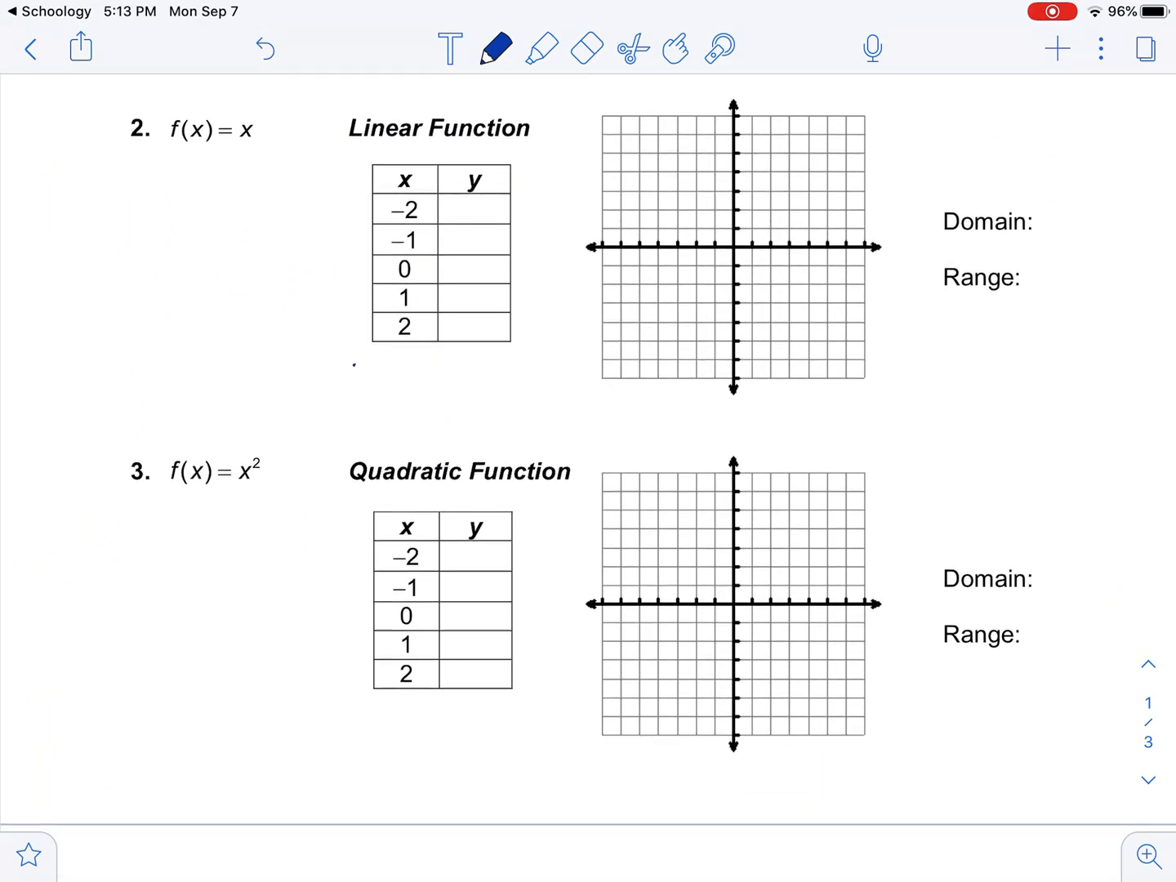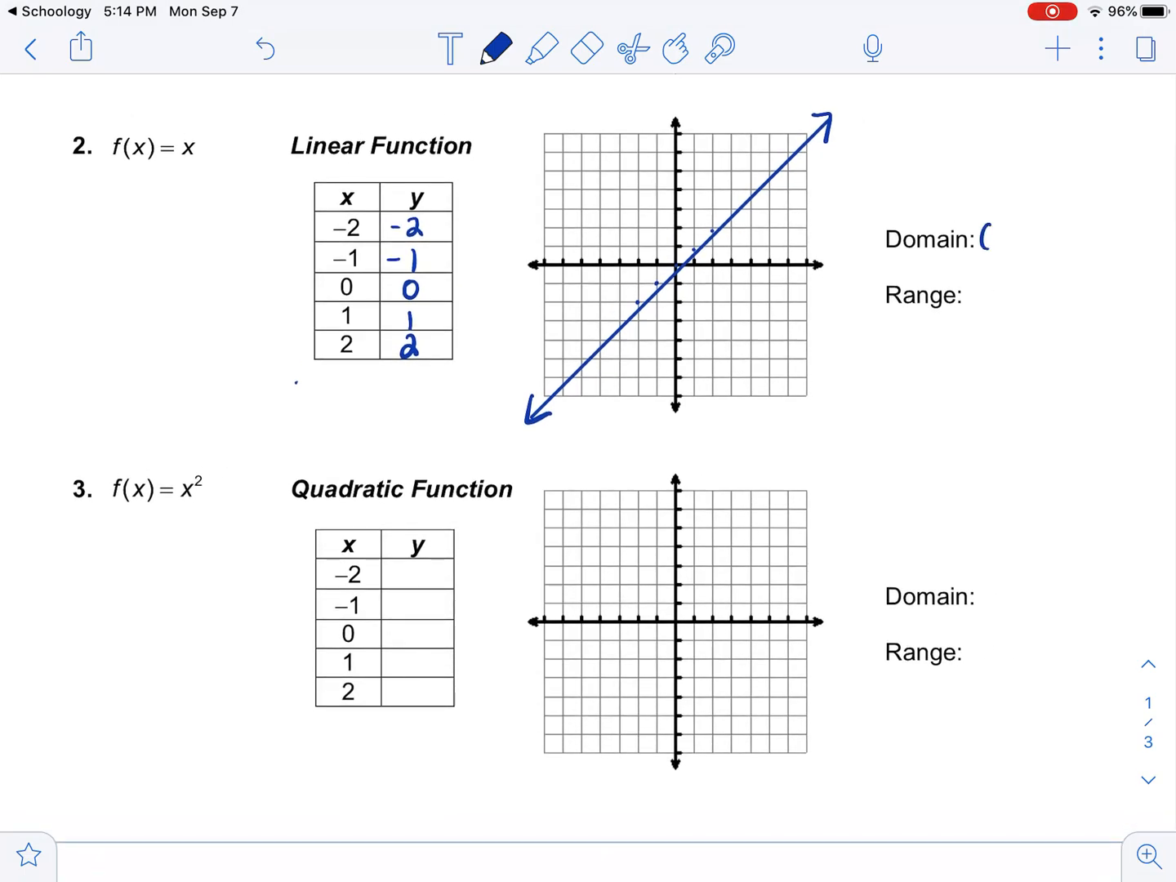All right, next, a linear function. When I plug in -2, I get -2; -1, -1; 0, 0; 1, 1; 2, 2. Graph those points. Now connect all of those points to form your sloped line. Domain, arrow to an arrow, all real numbers. Range, arrow to an arrow, all real numbers.